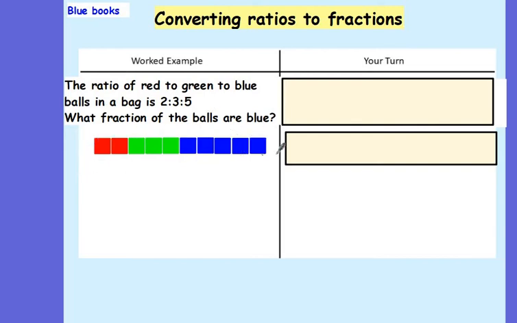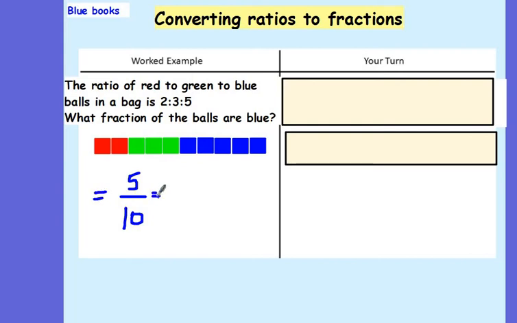Again, I've drawn out the diagram so that we don't make any mistakes. I'd much rather you spent 30 seconds drawing the diagram and got the question right than didn't and got the question wrong. So what fraction of the balls are blue? Joseph, how many blue balls have I got? 5. Excellent. So that goes on the top. How many have I got altogether, Beatrice? 10. Excellent. So my fraction is 5/10.